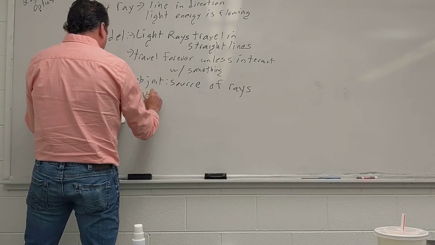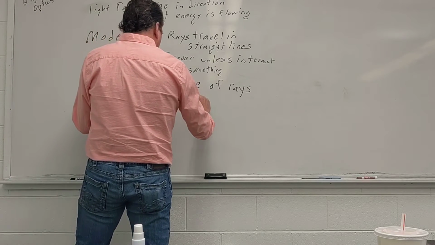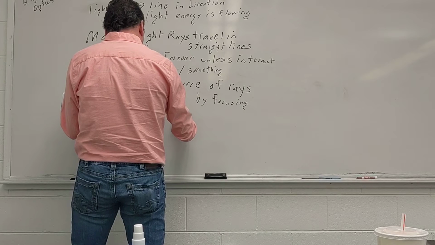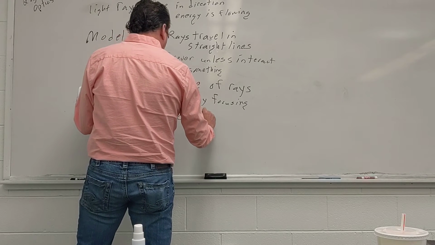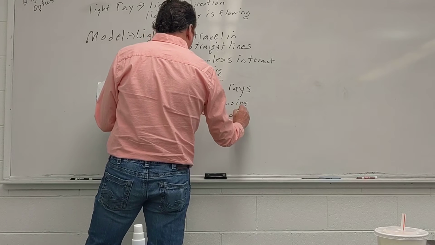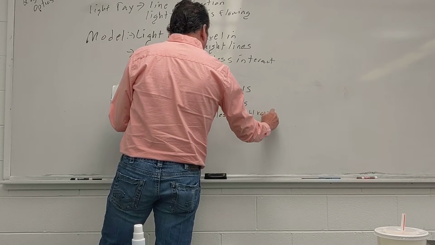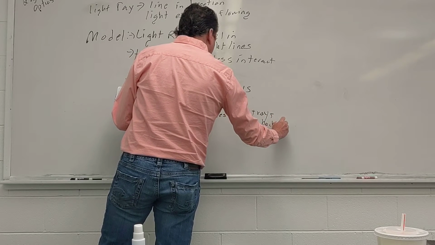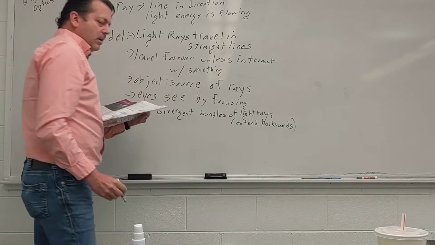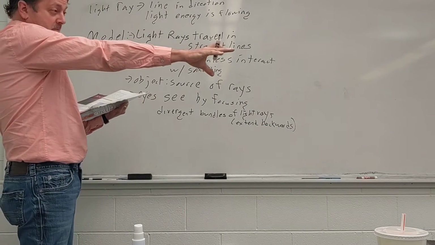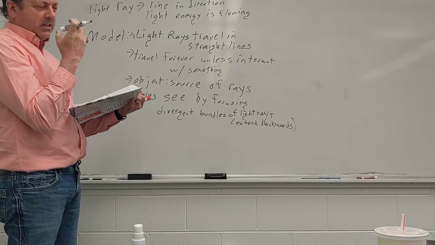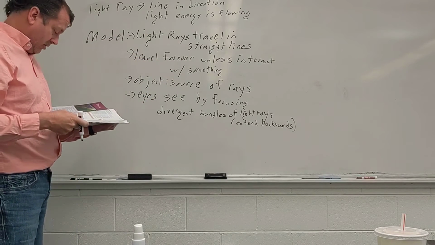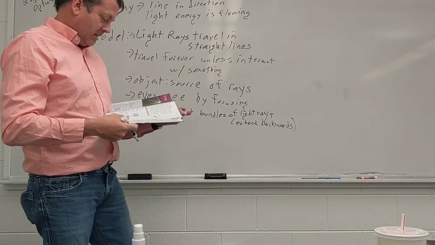Our eyes see things by focusing divergent bundles of light rays. I'll say extend backwards. Our eyes see rays coming to us, and our brain, the way it processes, assumes that the light coming to us kept going straight. So it went straight out. It makes that assumption.